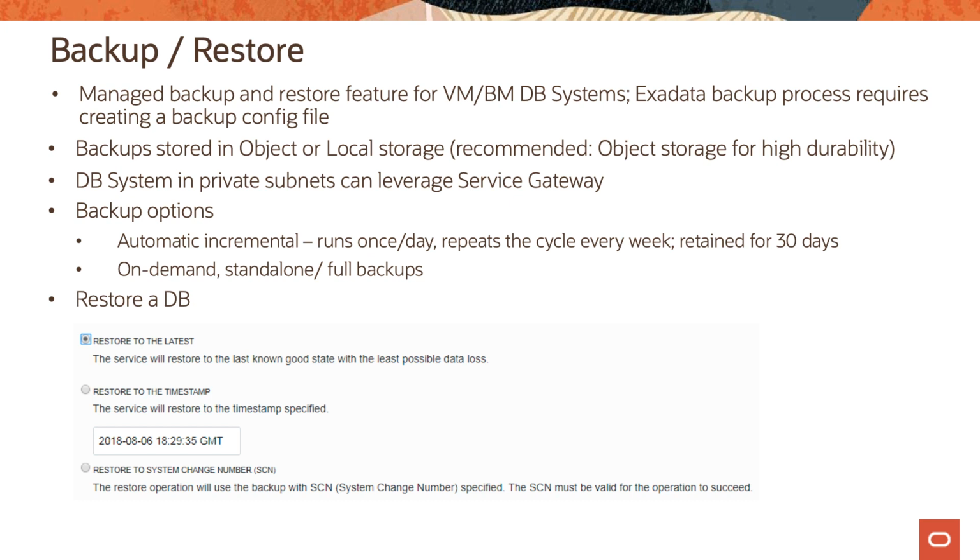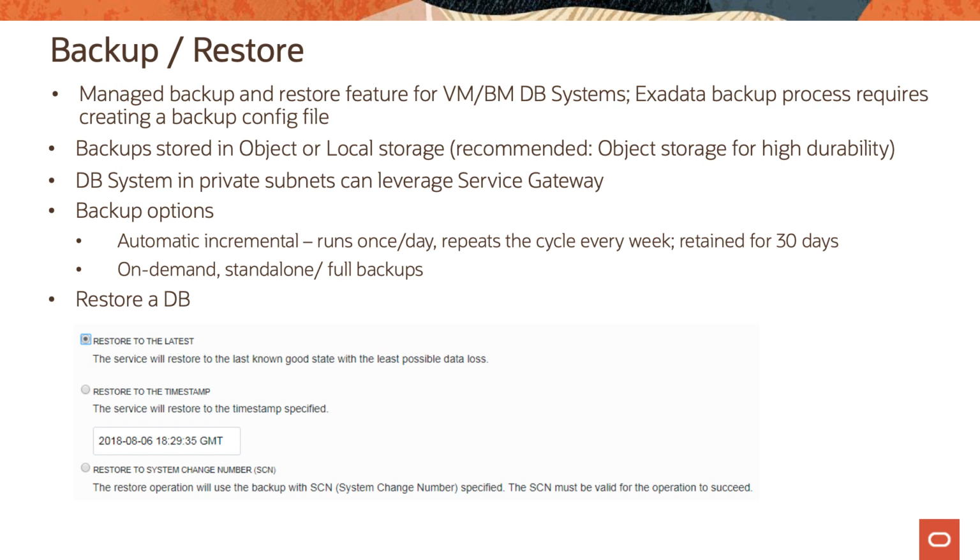We will now look at the database backup and restore functionality for OCI database systems. This is a managed backup and restore feature for virtual machines and bare metal DB systems. Exadata backup process requires creating a backup config file. Backups can be stored in object or local storage. However, we recommend that you store backups in object storage for high durability. Database systems in private subnets can leverage the service gateway for storing backups in object storage.